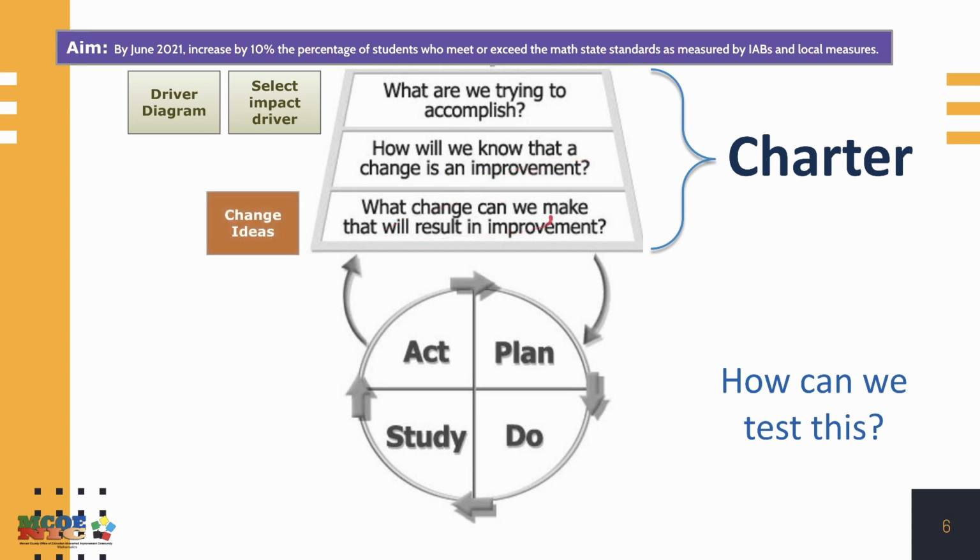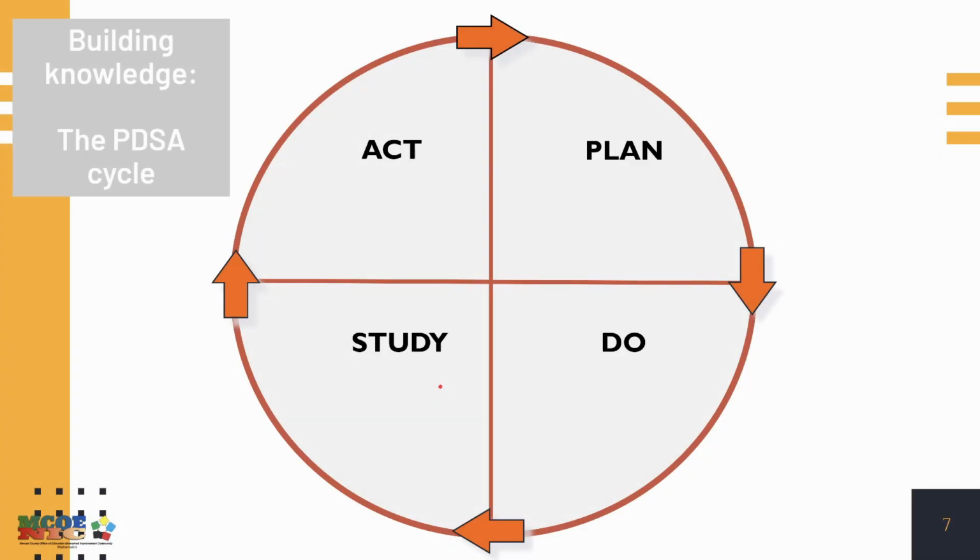And then this, what change can we make? We're going to call that a change idea. And these 3 boxes plus the aim statement are things that we've talked about in previous sessions of our NIC. And then once you've got that change idea, we're going to do a Plan, Do, Study, Act. So let's talk about what this Plan, Do, Study, Act is.